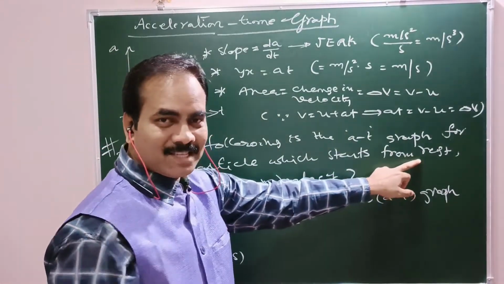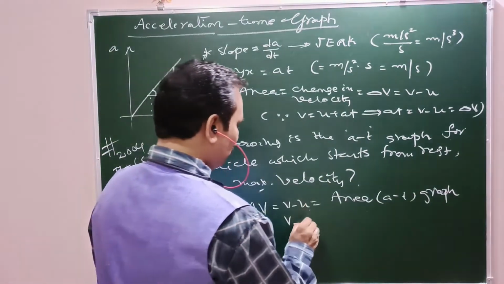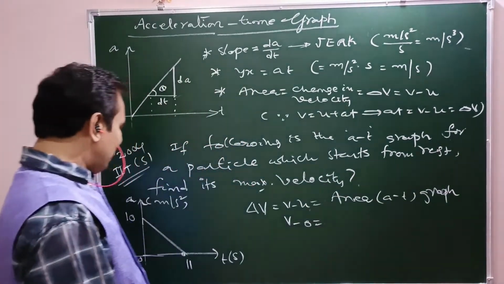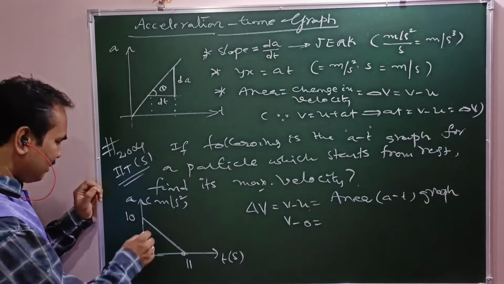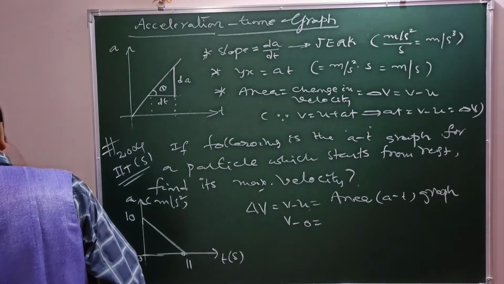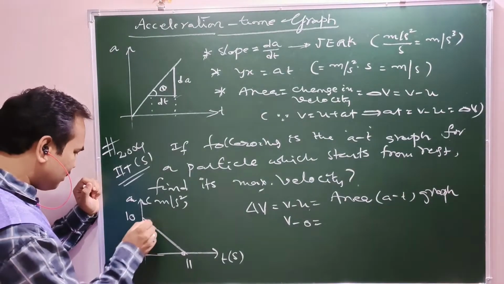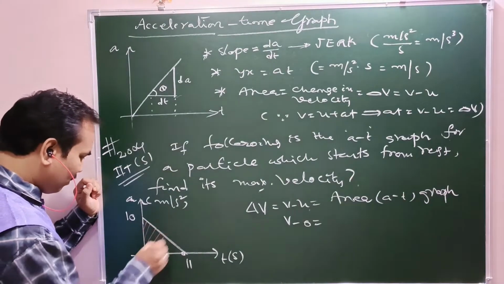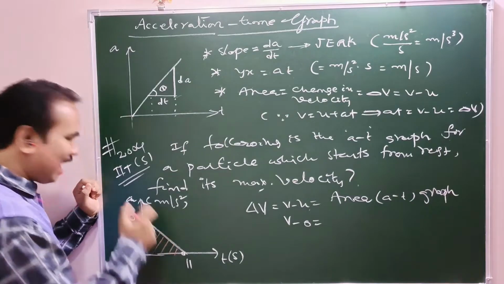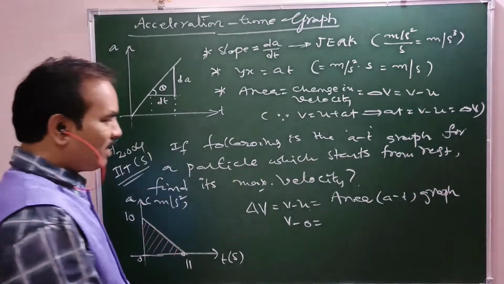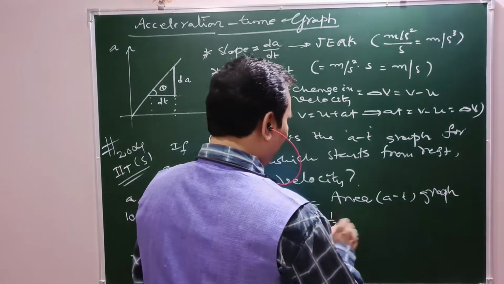Starts from rest, in the sense initial velocity 0, equals area, which means half into base into height. See, this is the area. So we need to find the area between the a-t graph and the time axis. So this is the area. What is the shape here? Triangle. So area means half into base into height.